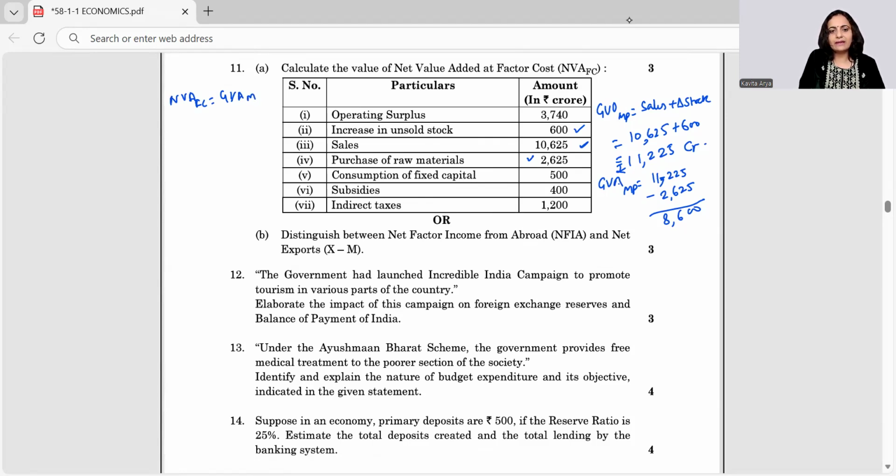So GVA at MP is given. From G, we'll subtract depreciation to get N. Then NIT would be subtracted to make it FC. So let's begin. Here we have 8,600 minus depreciation. Depreciation is consumption of fixed assets. That is 500 minus NIT. So NIT is given in broken form, means IT and subsidies are given separately. So minus NIT. I'm just doing NIT is IT minus subsidies.